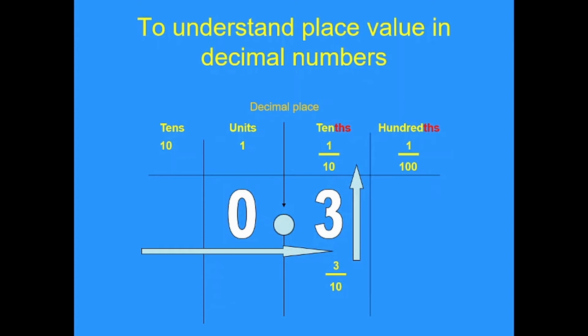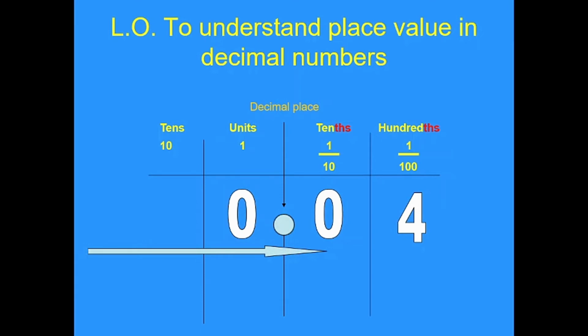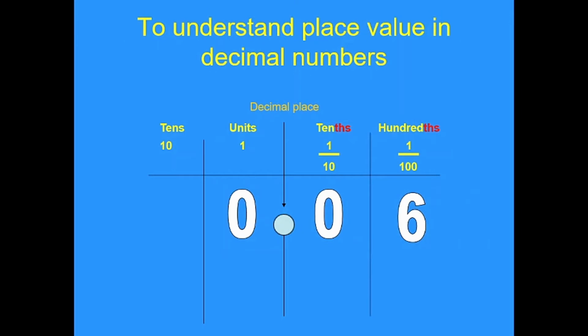For hundredths place, 0 and 4 hundredths. 4 is under hundredths place. So 4 times 1 over 100, the answer is 4 over 100. Next example, 0 and 6 hundredths. 6 is under hundredths place. So 6 times 1 over 100, the answer, or the value, is 6 over 100.